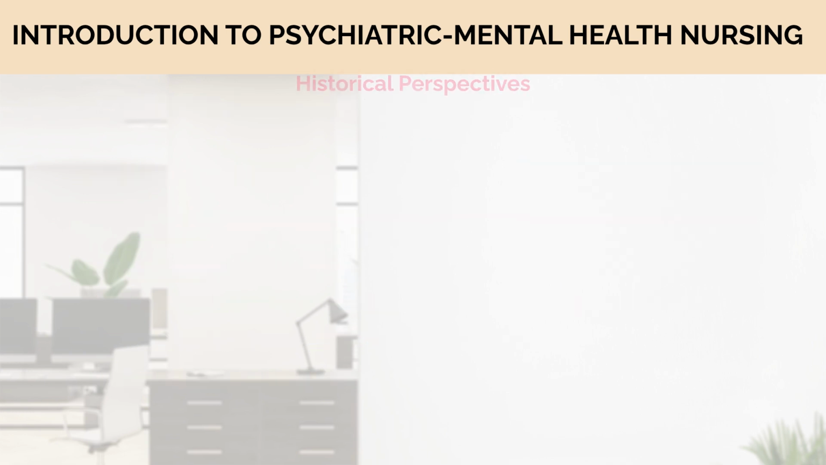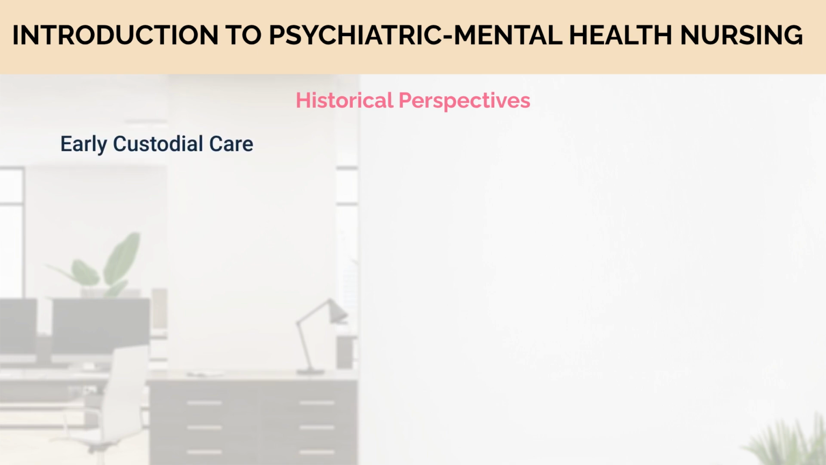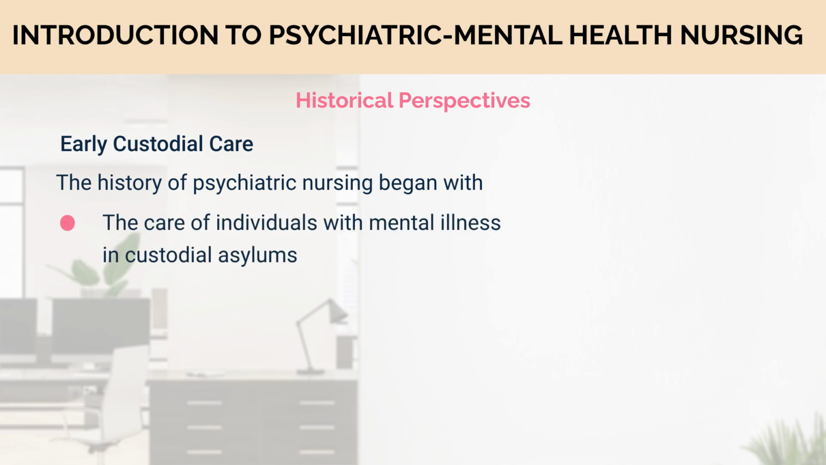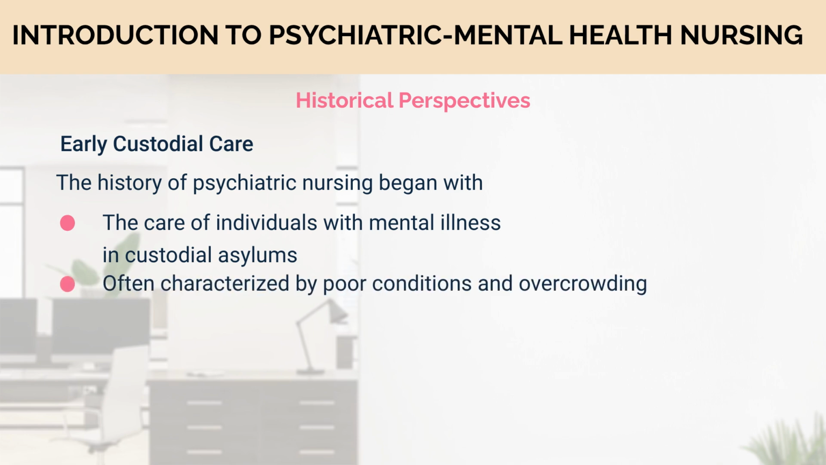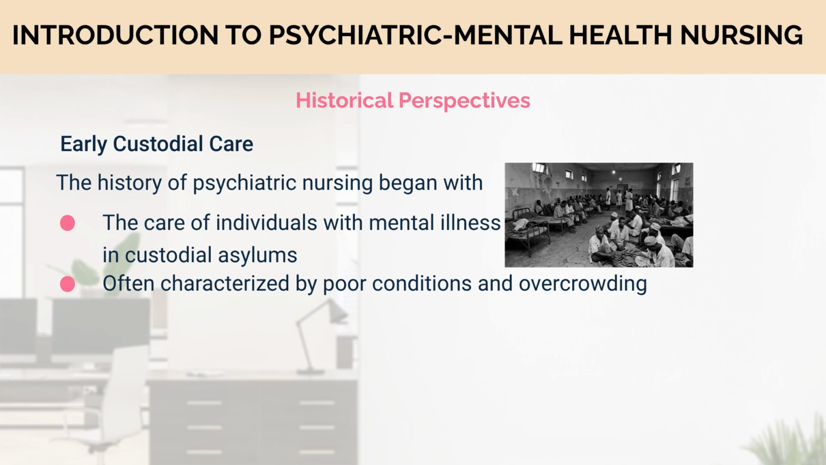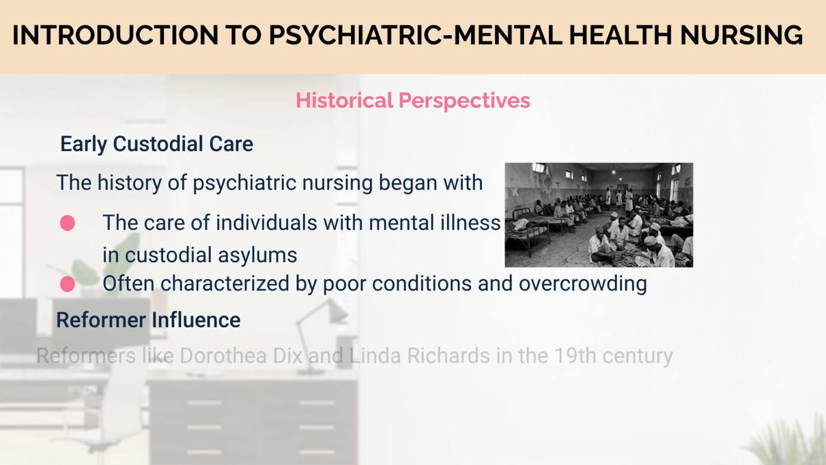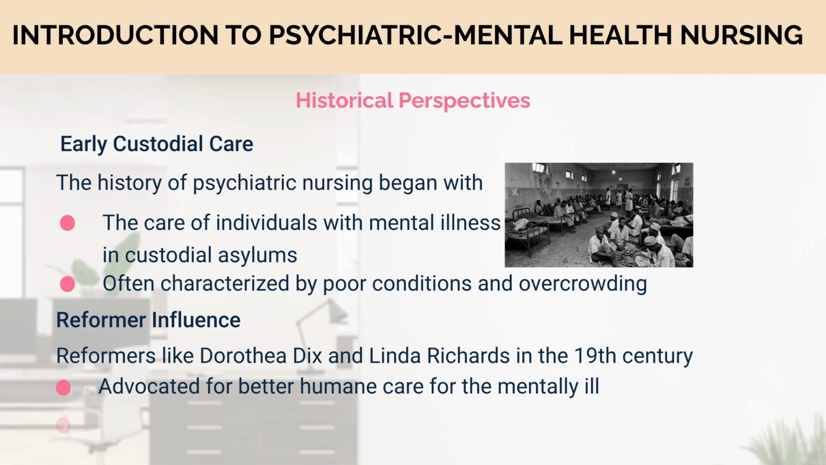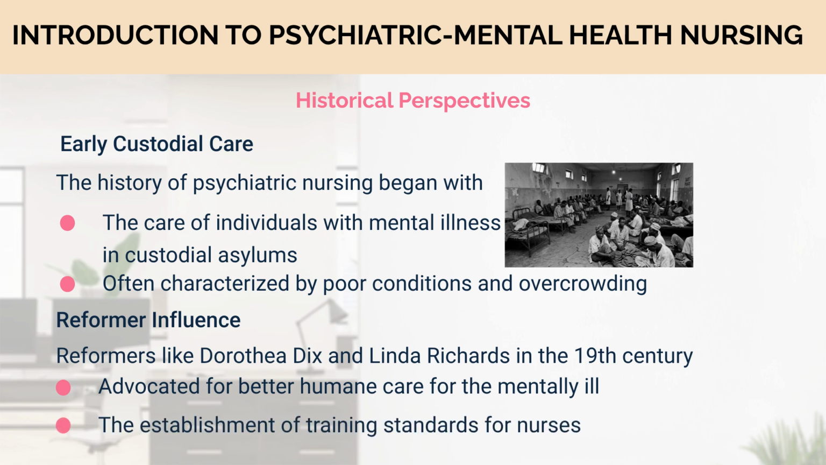Diving into the historical perspectives. First, the early custodial care. The history of psychiatric nursing began with the care of individuals with mental illness in custodial asylums, often characterized by poor conditions and overcrowding. Besides that, there is reformer influence. Reformers like Dorothea Dix and Linda Richards in the 19th century advocated for better, humane care for the mentally ill and the establishment of training standards for nurses.